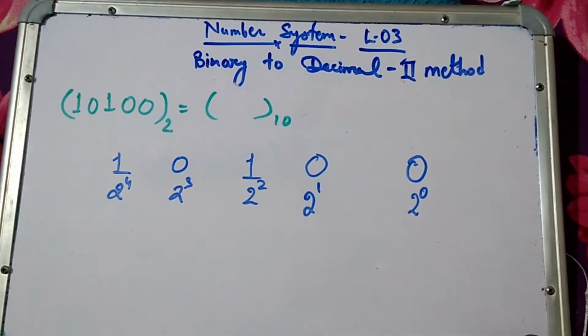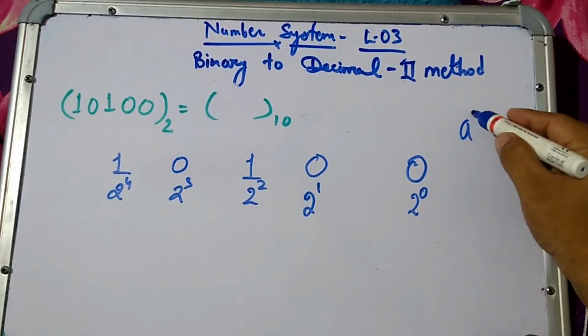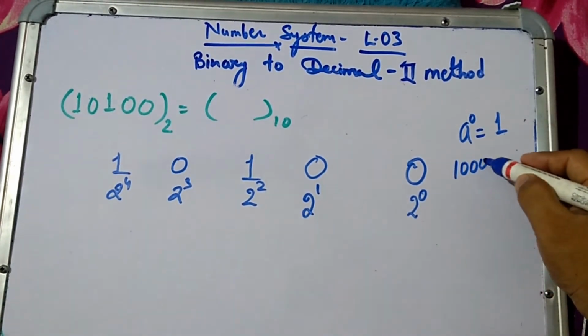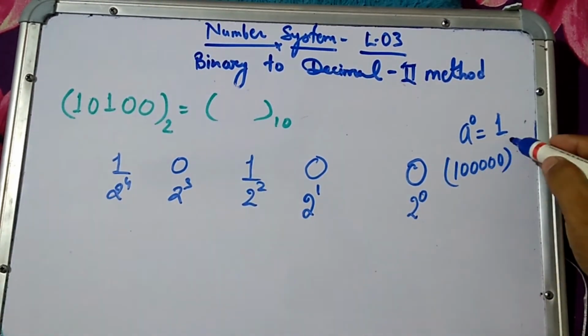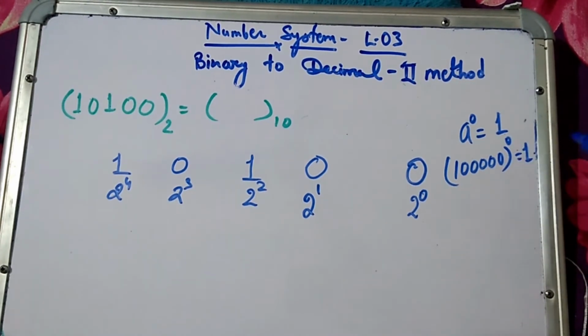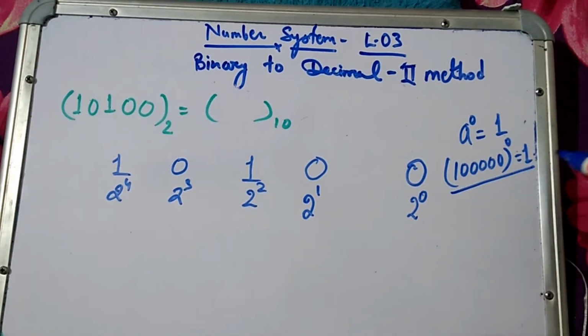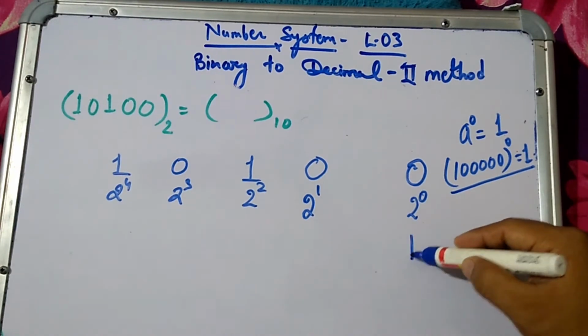Now here is one thing: if you write down any number to the power 0, it becomes 1. If you write down 1 2 3 4 5 and its power 0, my dear students, the value is 1. Make sure you remember this thing. If any value has power 0, it is going to be 1. So here 2's power 0 means it becomes 1.